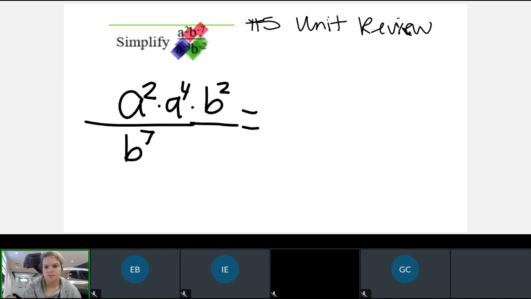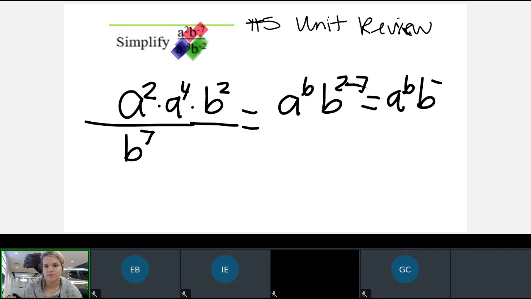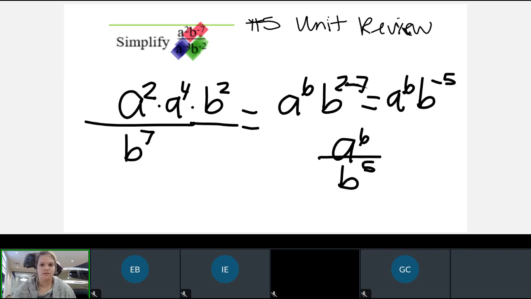So now, when we multiply exponents, a squared times a to the 4th, we're adding them. So that would be a to the 6th. Then we have b to the 2 minus 7. So it's top minus bottom. Okay, so that would be a to the 6th, b to the negative 5. And again, we've got to move that b to the bottom. So this would be a to the 6th divided by b to the 5th.